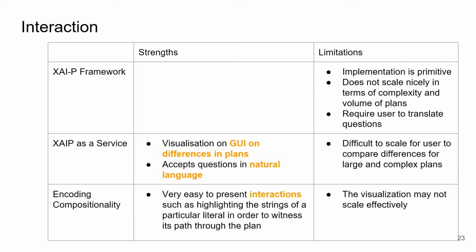For XAIP as a service, interaction with the user is enabled through a console interface as well as a graphical user interface. The user can make use of the GUI to examine the alternative plan's differences in actions and costs to the original plan to assist in his reasoning of the suitability and accuracy of the models. However, this may not be viable for larger and more complex plans.